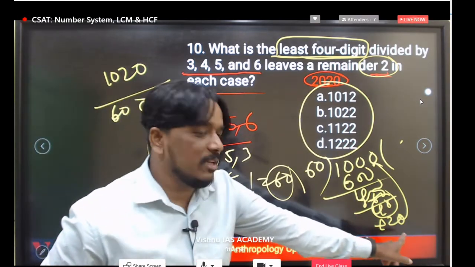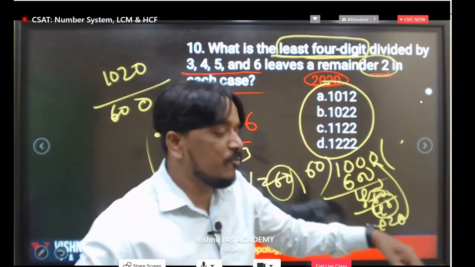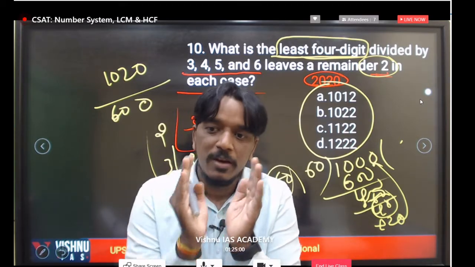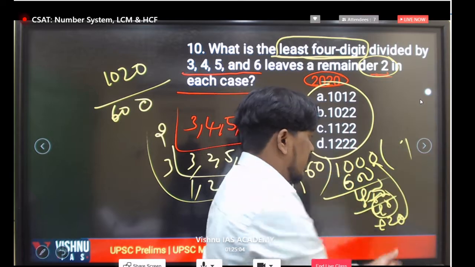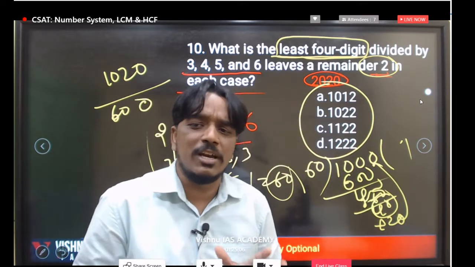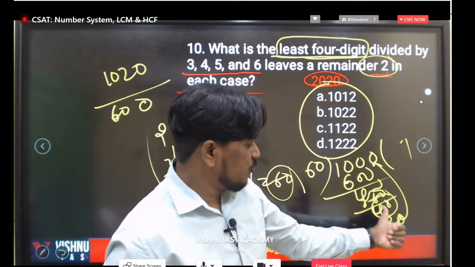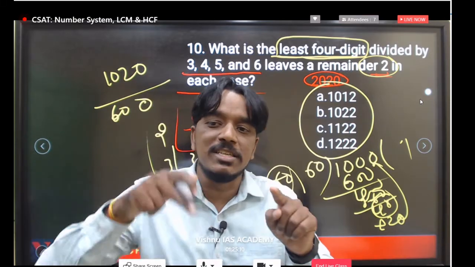So to get remainder 0, for 40 if you add 20 you will get 60. 40 plus 20 you will get 60. 60 is 1 times definitely. So this coefficient, all these things are not important, remainder is important. So for 40 if you add 20 you will get remainder 0.